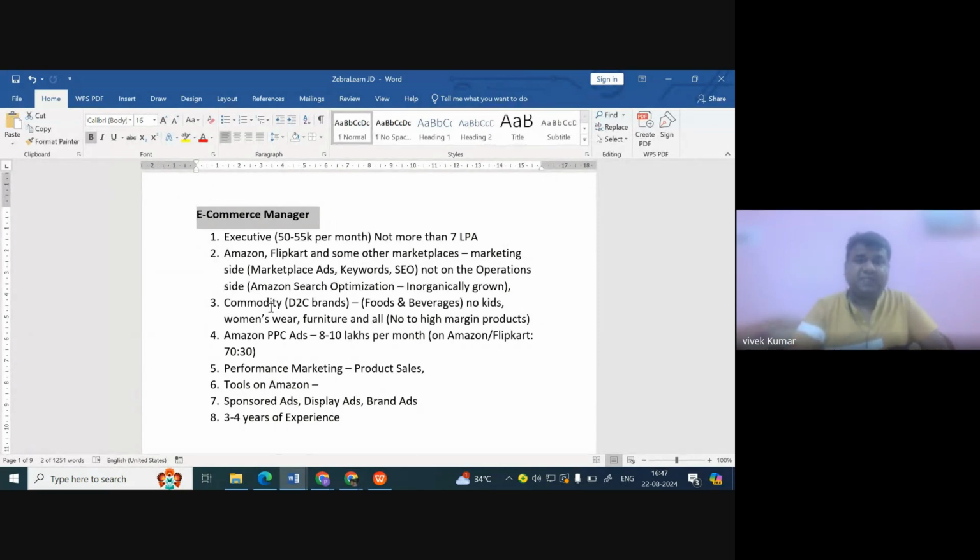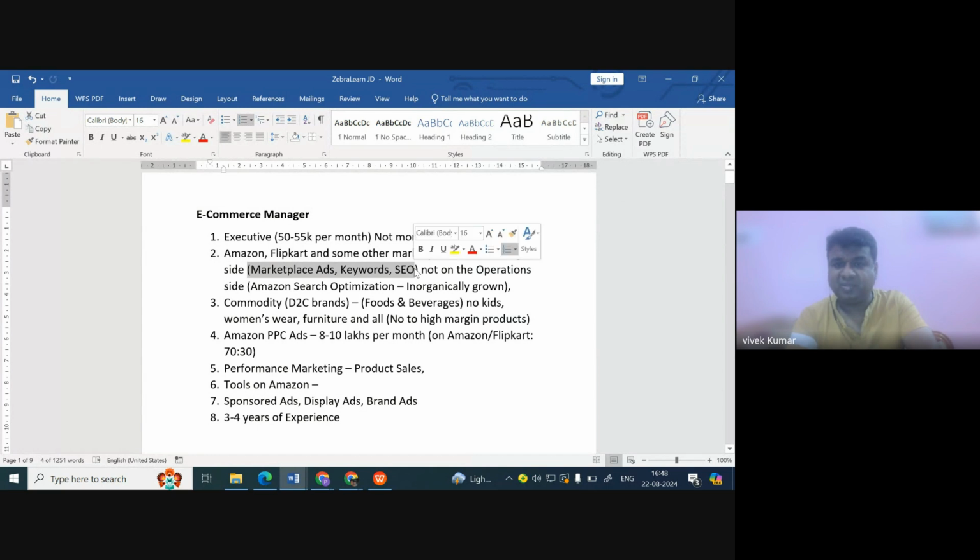Okay. So these are the information. The first thing was the salary. They cannot go beyond 7 LPA, which was straight away given to me by HR. Then they highlighted some of the platforms like Amazon, Flipkart, and some others. They also told us what exactly this person should be able to do, like running marketplace ads, keywords, SEO, and all that stuff, right? And they highlighted what they are not supposed to do. Okay.